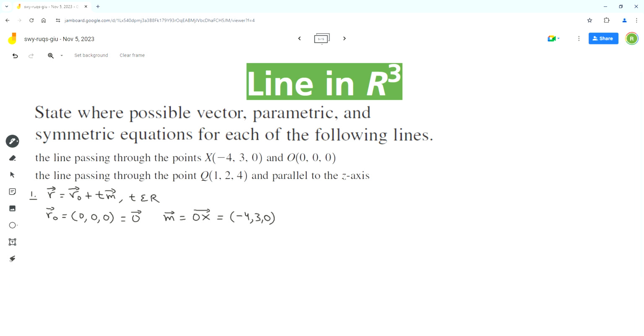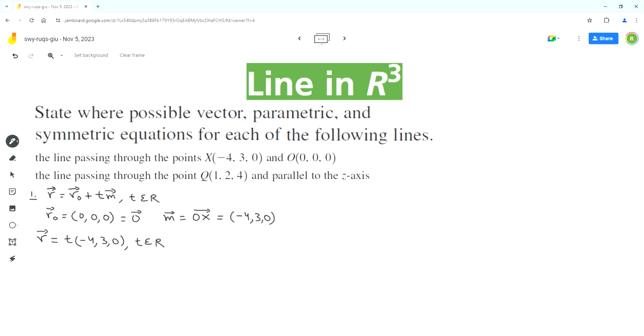Now we can write the vector equation of the line. Since vector r0 is a 0 vector, we can ignore it. We do not have to show it in the answer. So this is the vector equation of the first line.